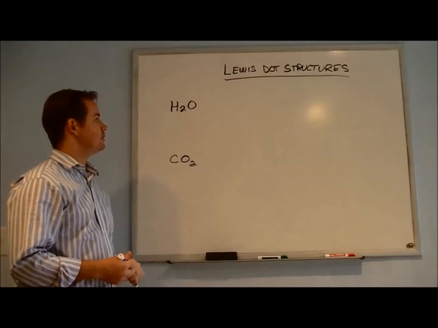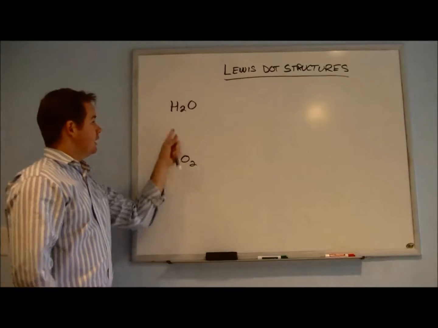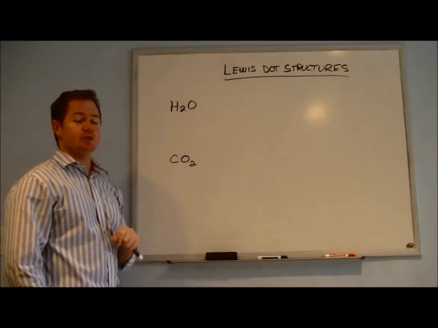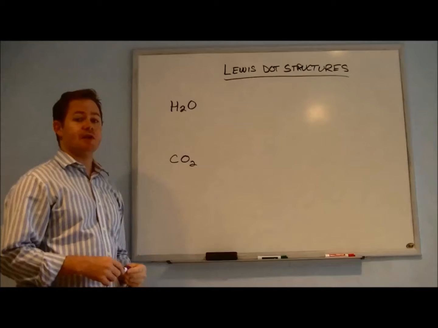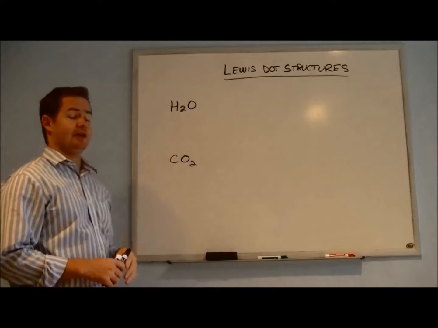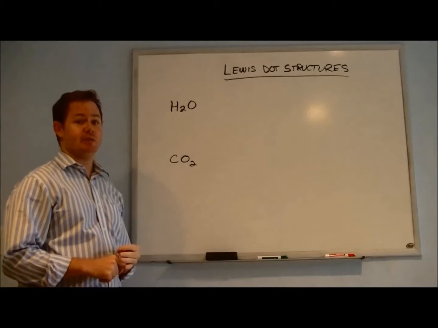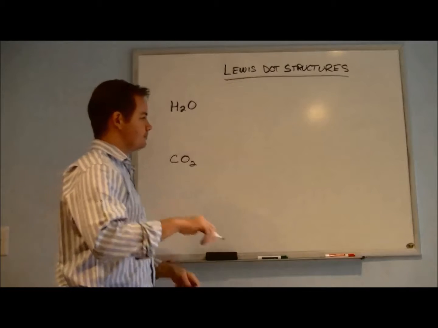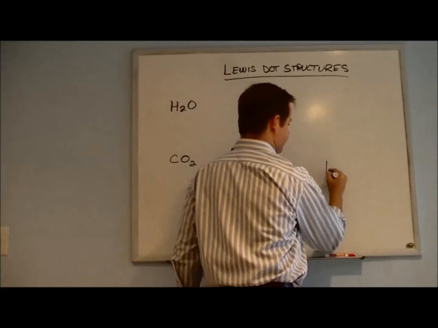So first, let's take a look at H2O. Now, in order to draw a Lewis dot structure, we have to be able to identify the number of valence electrons that each element contains. And that comes from looking at your periodic table. So on your periodic table, we're going to draw a little one over here.